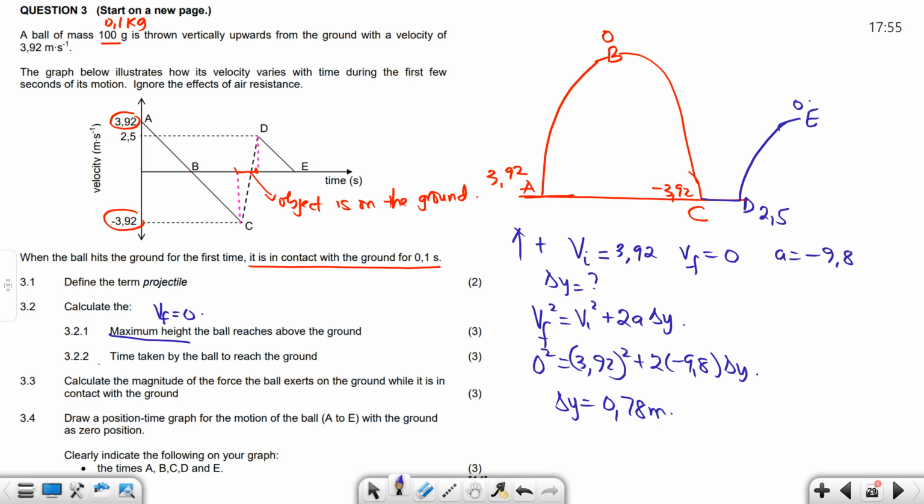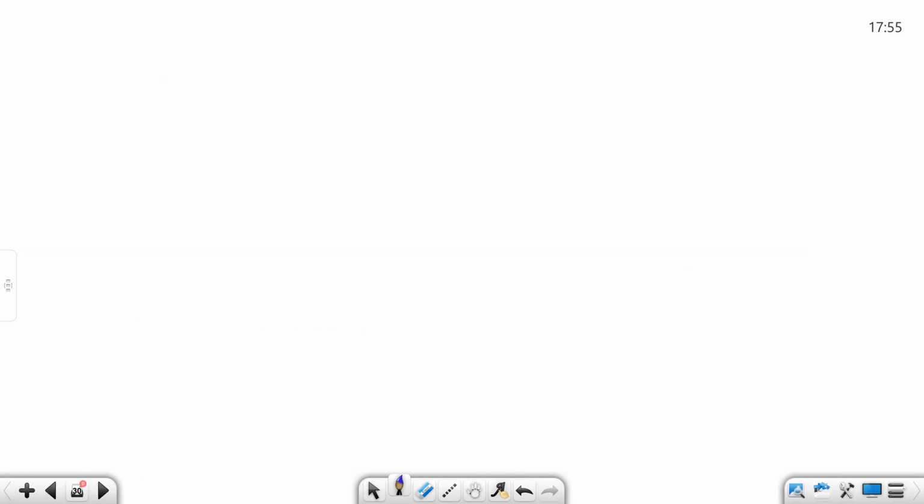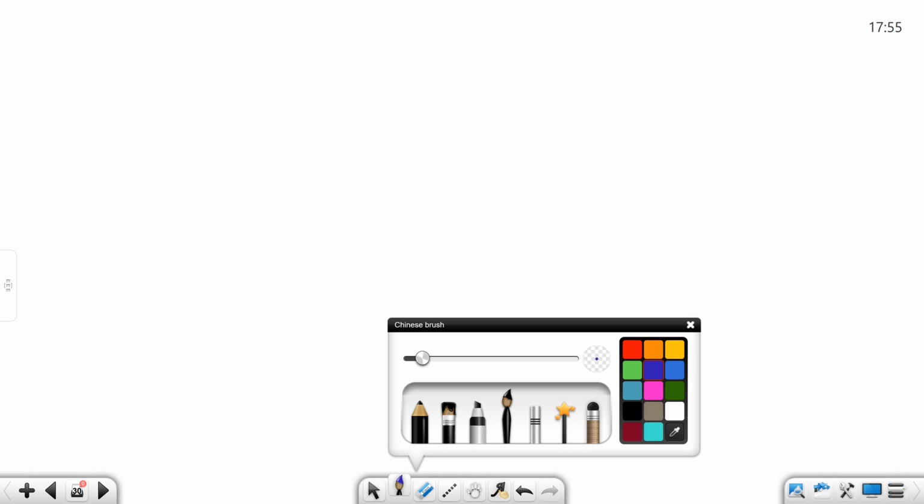All right, time taken by the ball to reach the ground. What do we know? 0, comma? No, it depends. Okay, let's clarify that. You don't just always multiply by 2. It depends on what you are using. What's the velocity here? 3.92. If I'm using these two velocities, I don't need to multiply by 2.